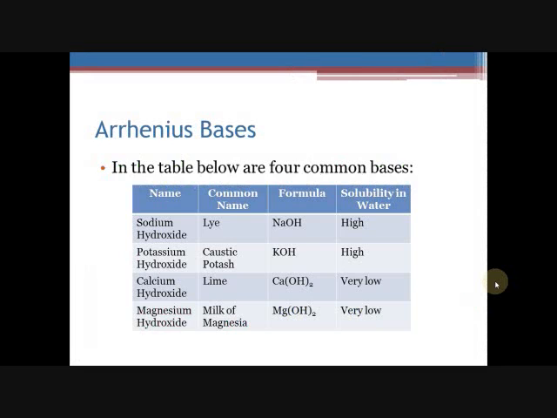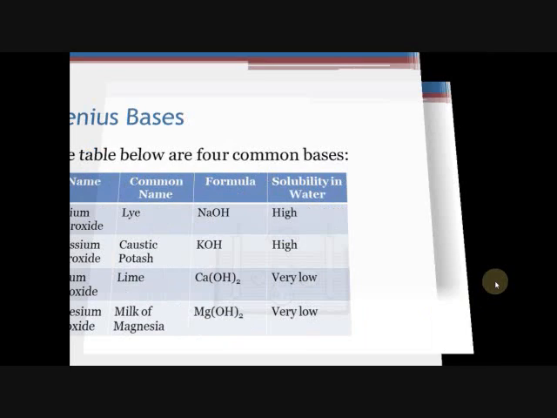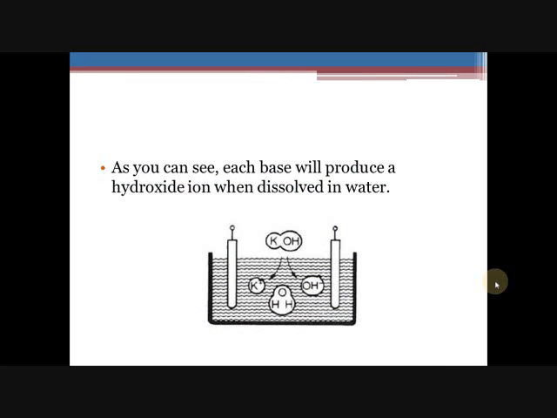With bases from Arrhenius, he said everything had to have a hydroxide to make it a base. So sodium hydroxide, potassium hydroxide, these are all very common. You can pause if you need more time to write down the common names. But they all have OH in them. They all have the hydroxide. And so that was kind of what he thought they needed to have. So one more time, because it has a hydroxide, you can see that when it dissolves, it'll break up and form that hydroxide.